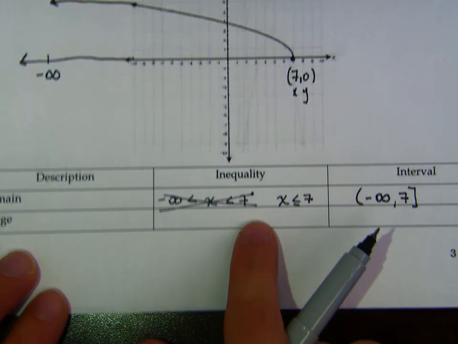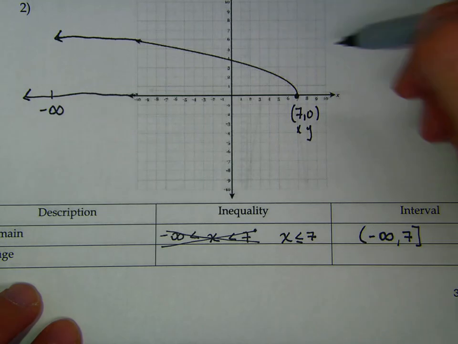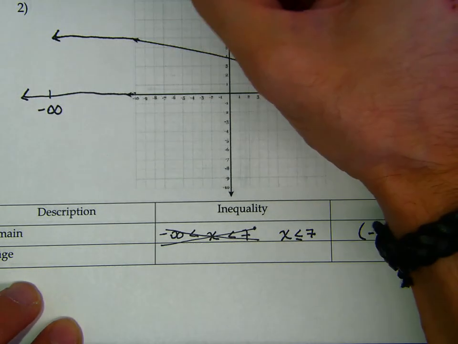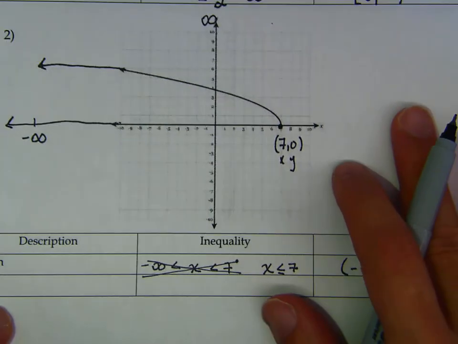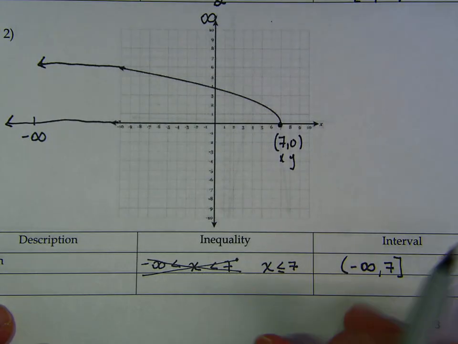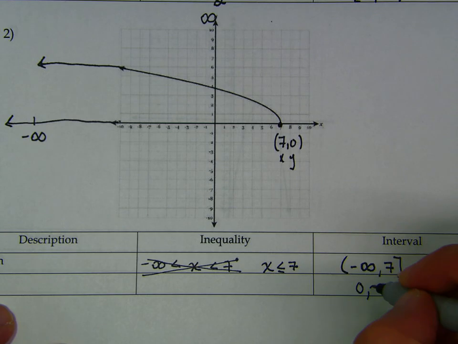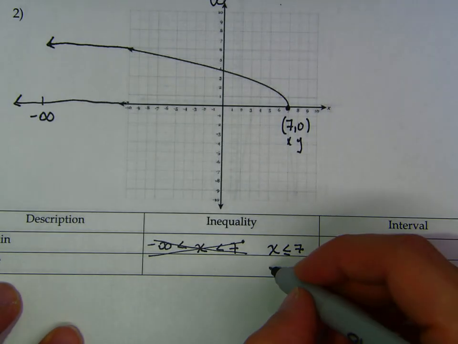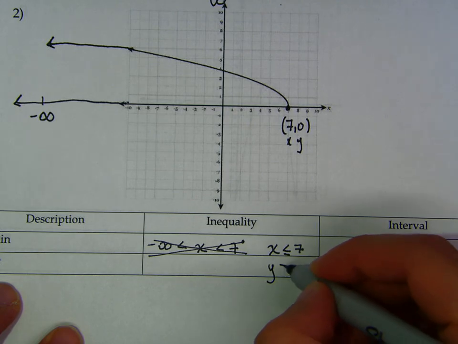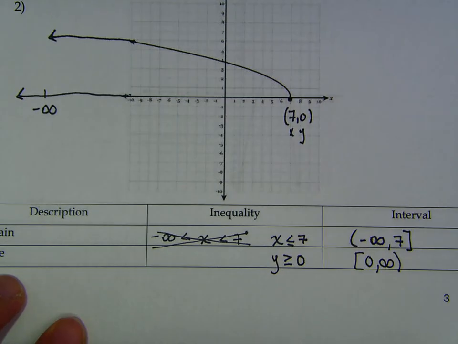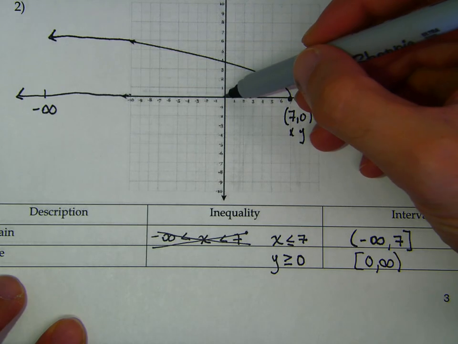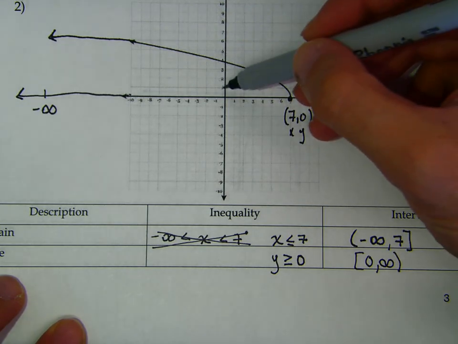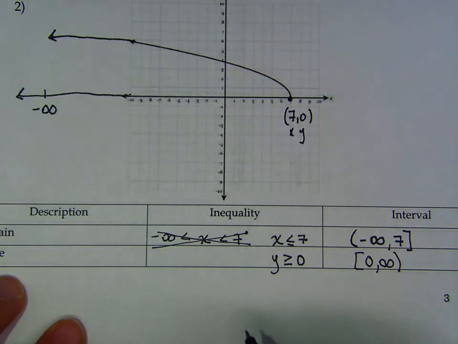Here for the range, how can I do the range? Notice that the range is increasing from 0 to infinity. From 0 to infinity. So how should the range be? It should be from 0 to infinity. And then the y value should be y is greater than or equal to 0. Because what this is saying is you have every y value that's greater than or equal to 0. You have y is 0, y is 1, y is 2, y is 3, y is 4. Okay.